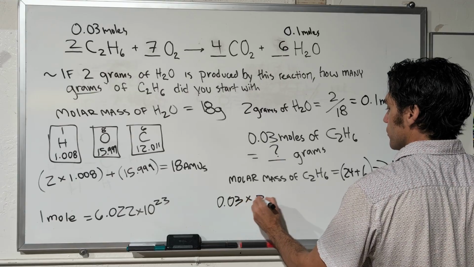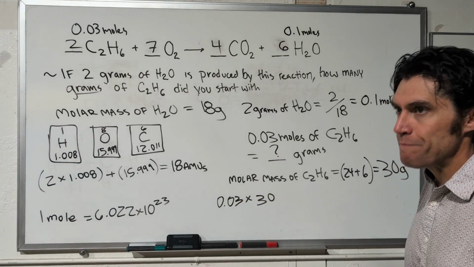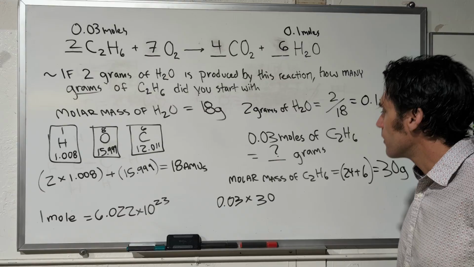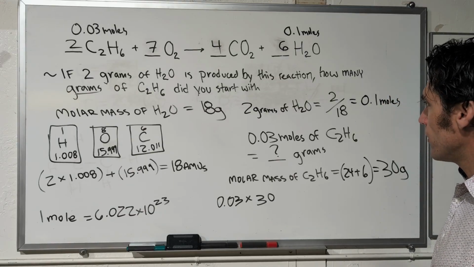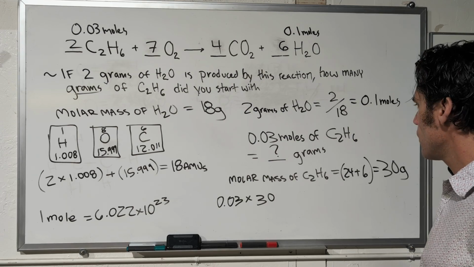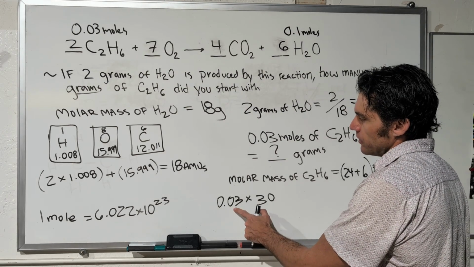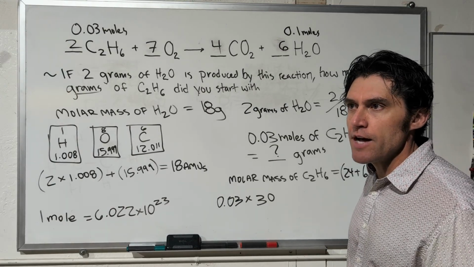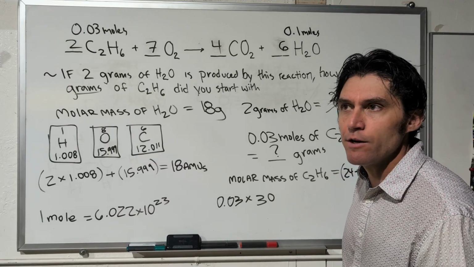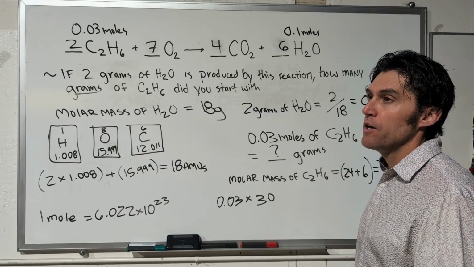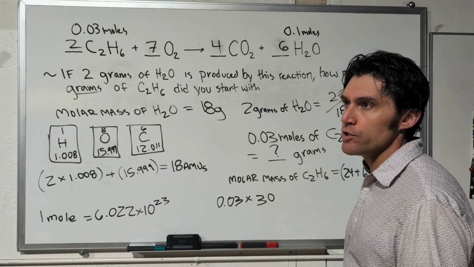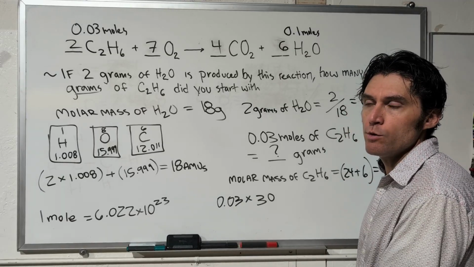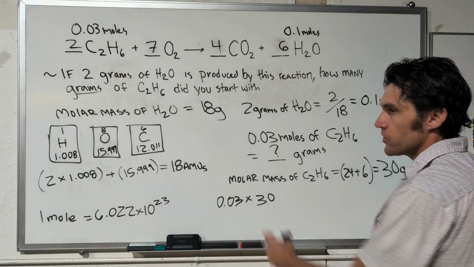So the way we solve this is 0.03 times 30. And the reason why we multiply is, let's think about something simpler. Let's say there are 20 kids in the classroom and half of those kids like Nickelback. How many kids in the classroom like Nickelback? You would do 0.5, which is the decimal equivalent of 1/2, times 20, and 0.5 times 20 equals 10. 10 kids like Nickelback.